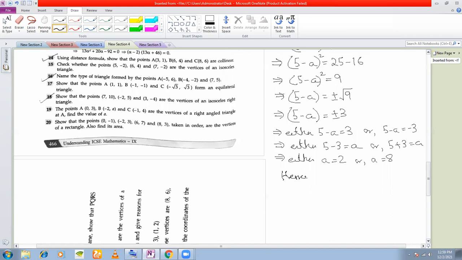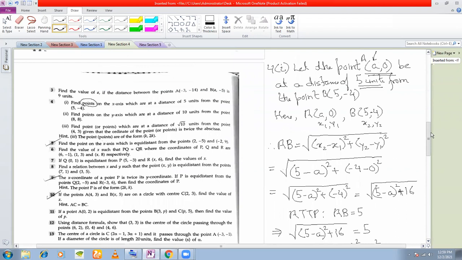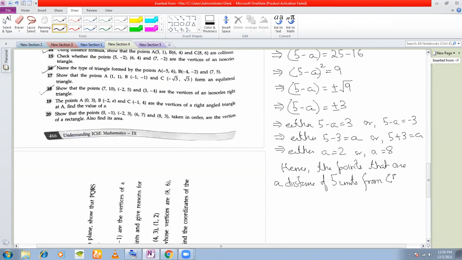Hence, the points that are at a distance of 5 units from, what is the point given here? 5 minus 4. The point was what? A comma 0. So what are the two values of A? First value of A is 2. So 2 comma 0. And what is the other value of A? 8. So 8 comma 0. So these are the 2 points that are at a distance of 5 units from the point 5 minus 4.